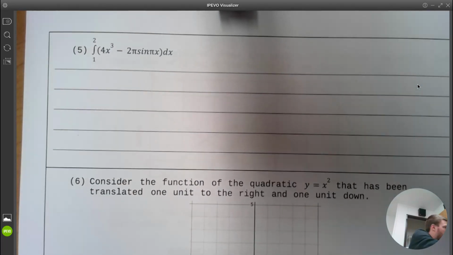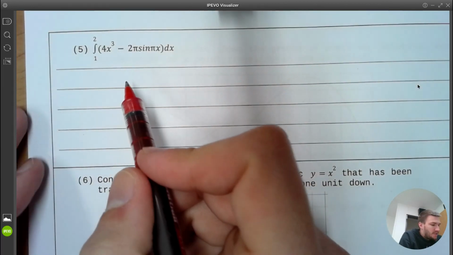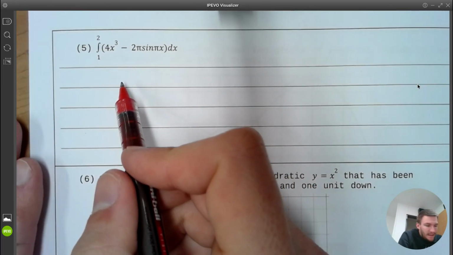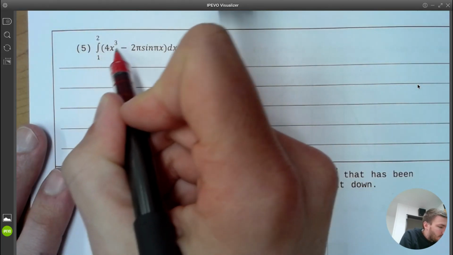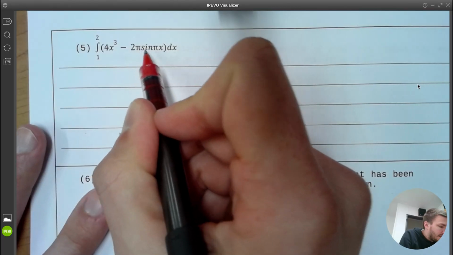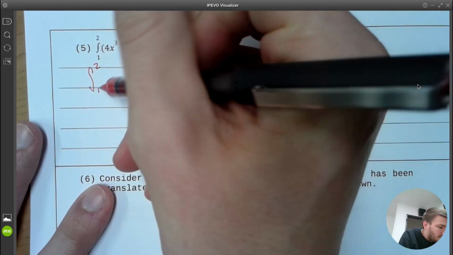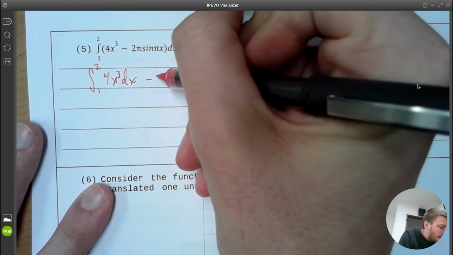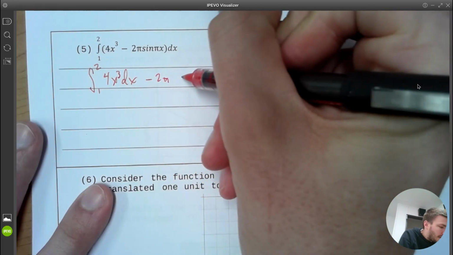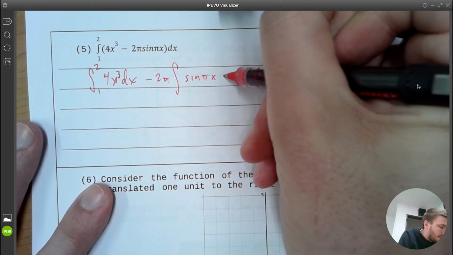Get out of the way, Gord. Fast, fast, fast. The directions do say I need to do this work by hand if I can, so let's get into it. The integral, that should be an easy piece. This is a little bit messier, so maybe I'll think of this as two separate integrals from 1 to 2 of 4 to the x cubed dx minus 2 pi integral sine of pi x dx.